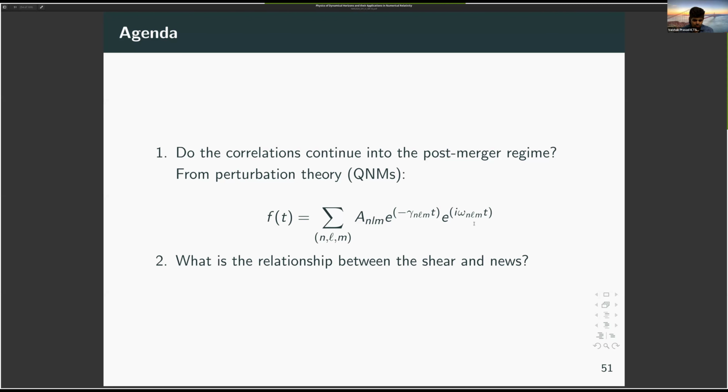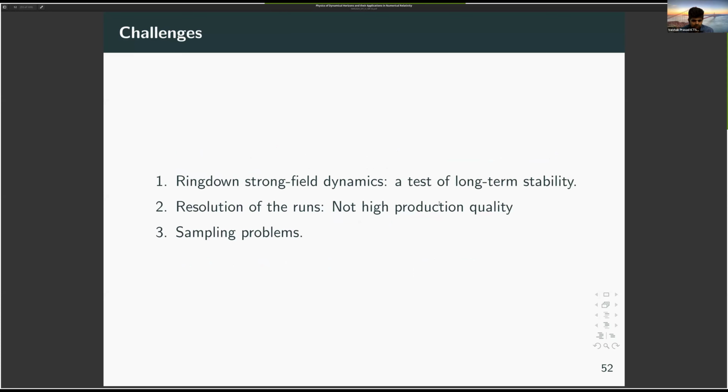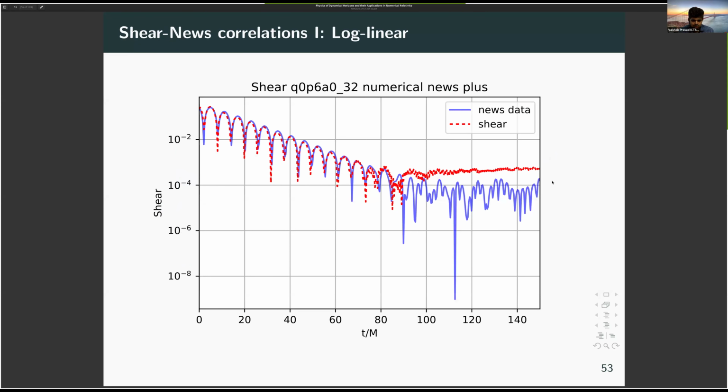But what we try to understand is, is it possible to describe the dynamics of this remnant, of the common horizon that is formed, using quasi-normal modes, which, because it comes from linear perturbation theory, how well does it agree with the theory of quasi-normal modes, and how well does the correlation between the News and the shear continue to hold in the ringdown phase. And here is a sample result from such an exercise. What is shown in blue is again the News in the post-merger phase, and what is shown in orange is the shear at the common dynamical horizon.